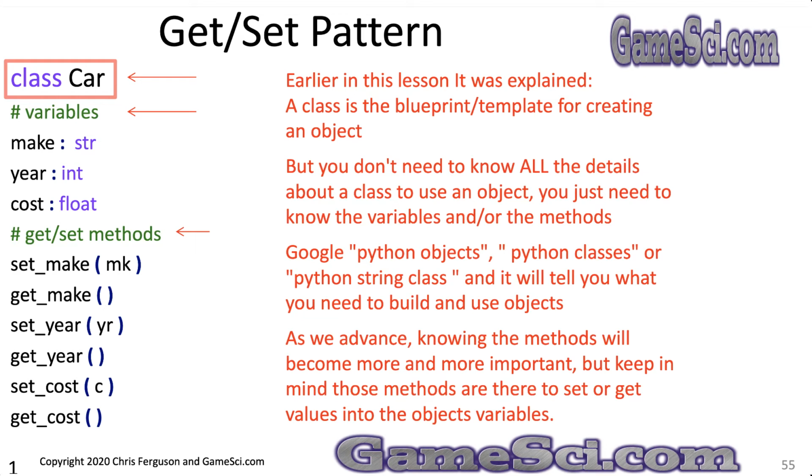All you need to know is this is my class, and these are the methods you can call to do things with it. As we advance, knowing the methods will become more and more important, but keep in mind those methods are there to set and get values in the object variables. So even if you're just given a list of the methods, understand that there are some variables underneath there that these get and set methods are accessing and modifying.